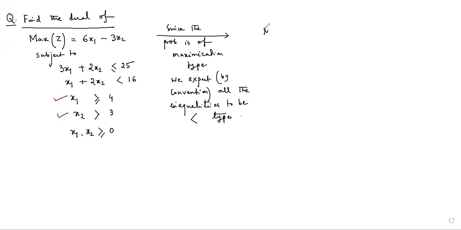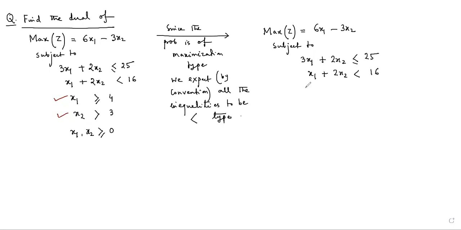So what I am going to do, first of all, I'm going to write the objective function as it is, because there will be no change. We do not have any problem with the objective function, as well as with the first two constraints. In the first constraint, the equality symbol is present, and in the second constraint, the equality symbol is not present. Only the less than type symbol is present. But the problem is with the third and the fourth one. In the third one, a greater than type inequality is present.